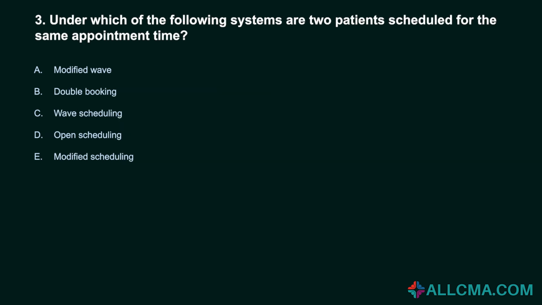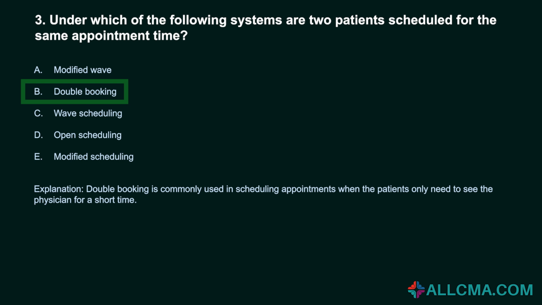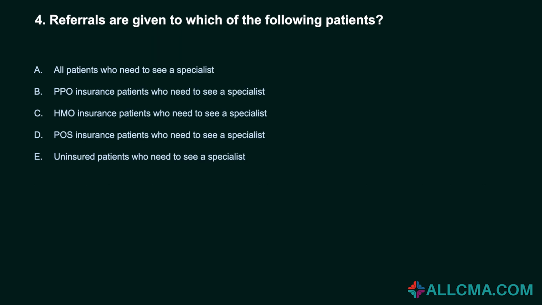E. 3. Under which of the following systems are two patients scheduled for the same appointment time? A. Modified wave. B. Double booking. C. Wave scheduling. D. Open scheduling. E. Modified scheduling. Correct answer, B. Double booking. Double booking is commonly used in scheduling appointments when the patients only need to see the physician for a short time.